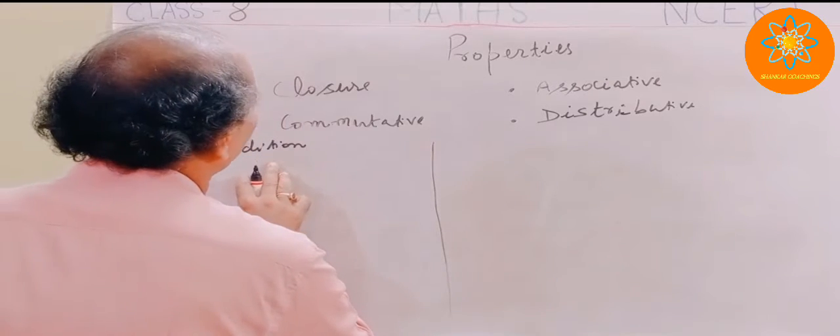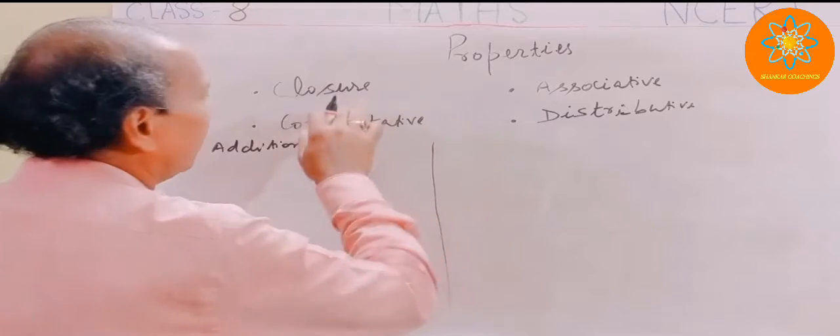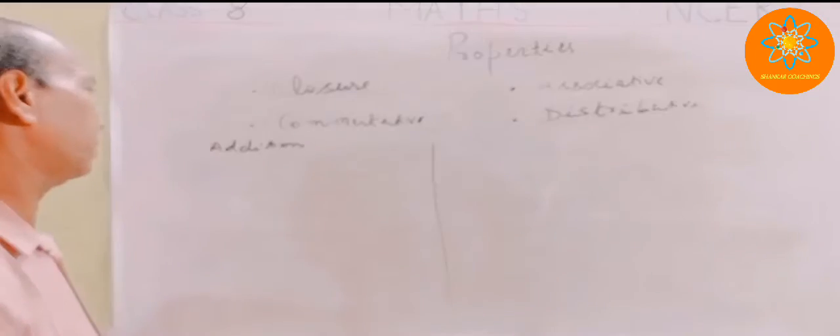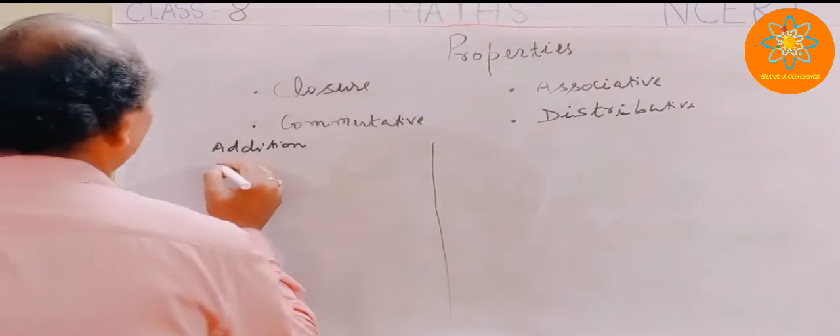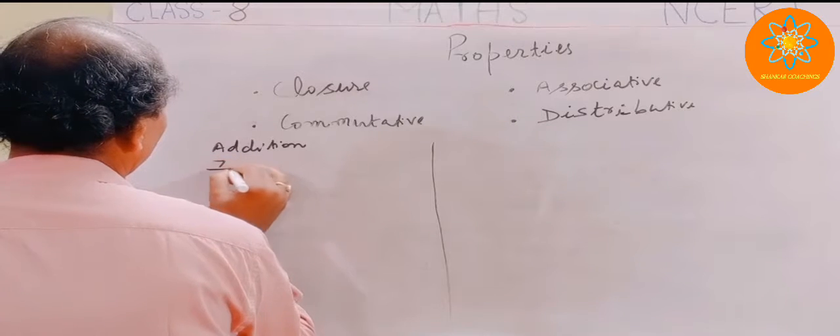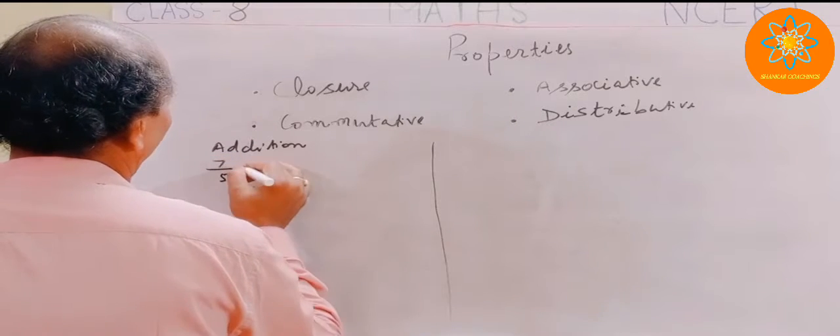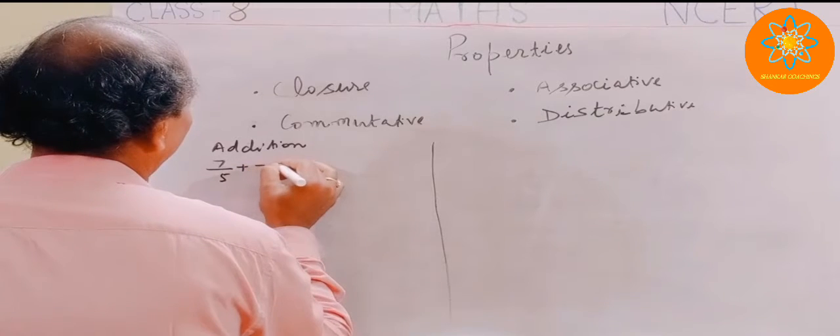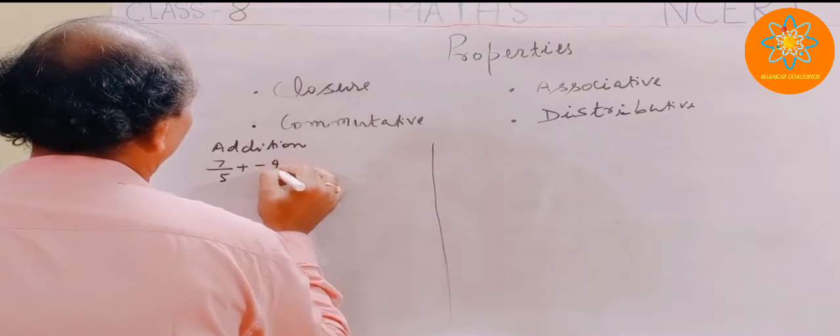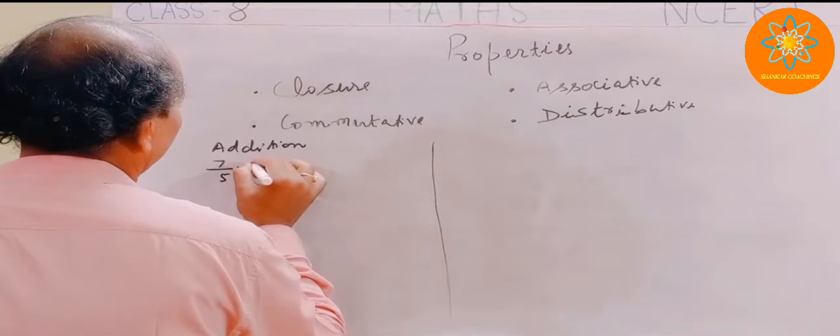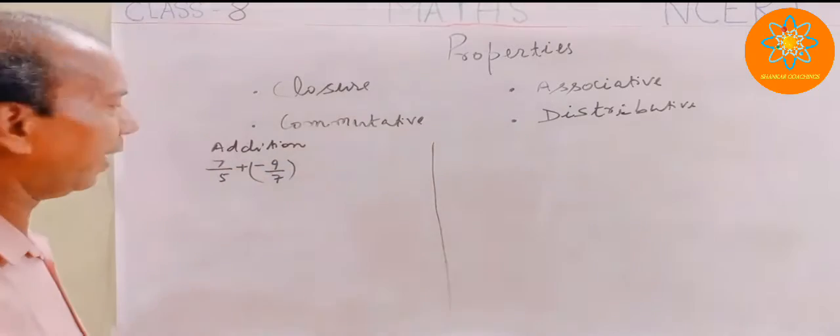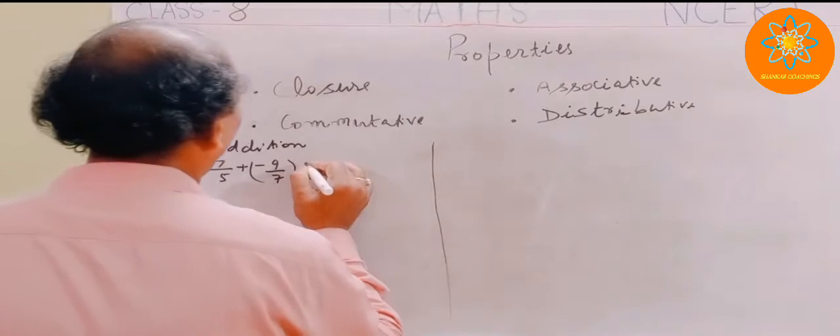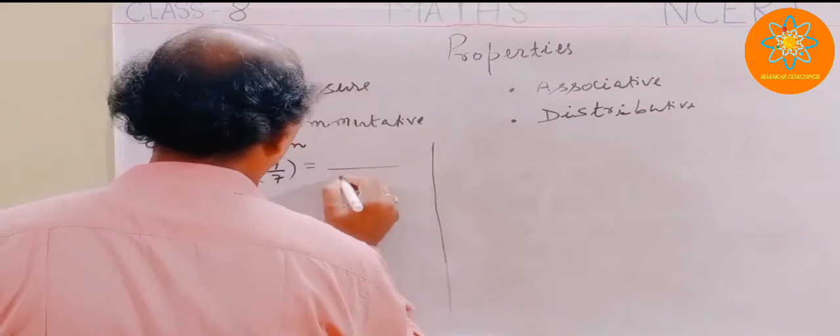Addition for the rational number obeys closure properties. Let's suppose I am taking 7 by 5 and I want to add minus 9 by 7. If I add this, how much will I get?